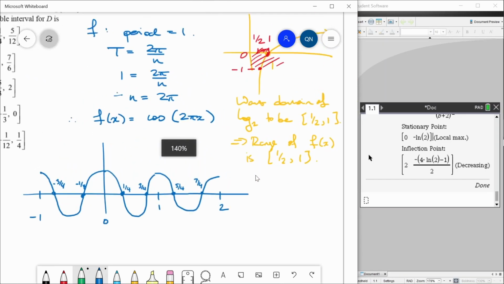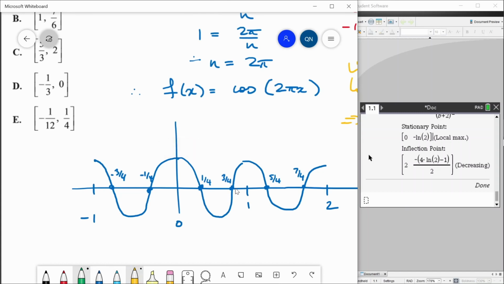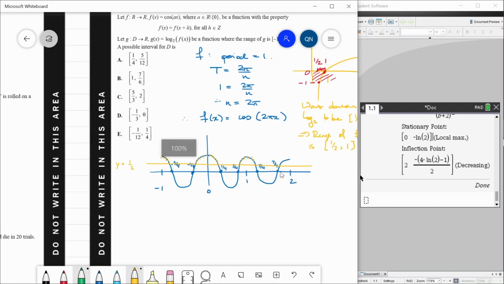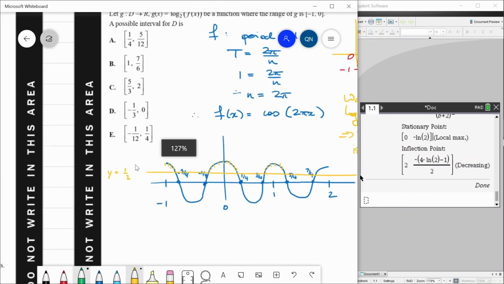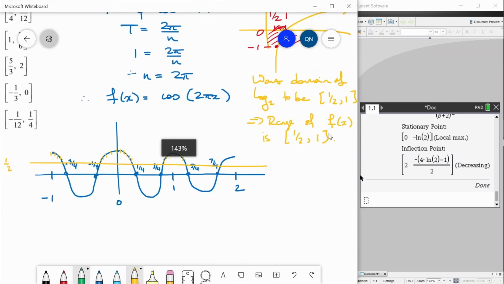We want the range of f to be on the interval 1/2 to 1. So we want the values above 1/2. So let's draw a line up over here. That's the values we want. So in particular, our domain can only lie in the regions where our function is above the line y equals 1/2. And because the maximum value of cosine is 1, as long as it's above, we can ensure that it's within the interval 1/2 to 1.